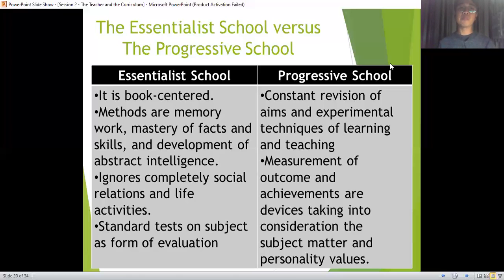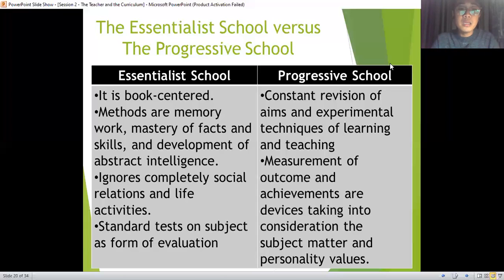Kasi nga naman, if you're going to measure kung natuto bang magluto yung bata, natutunan ba niya yung procedure, dito sa essentialist school, what they are going to do is just to list down the procedure, isusulat lang. But under progressive school, they will demonstrate it. They have to demonstrate it. The learners have to demonstrate how to accomplish the step-by-step procedure in cooking a dish.